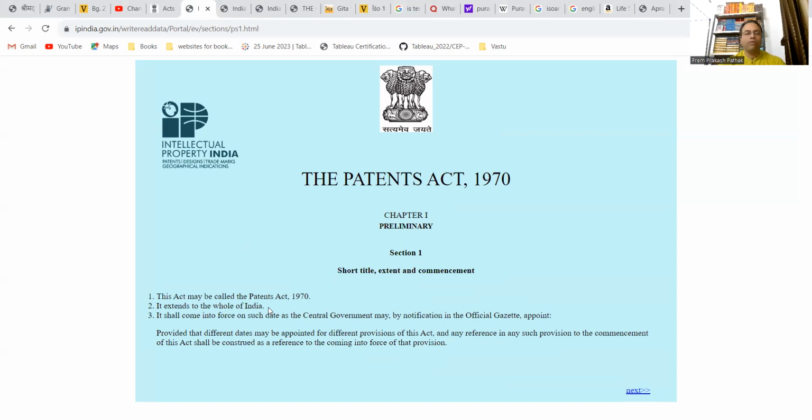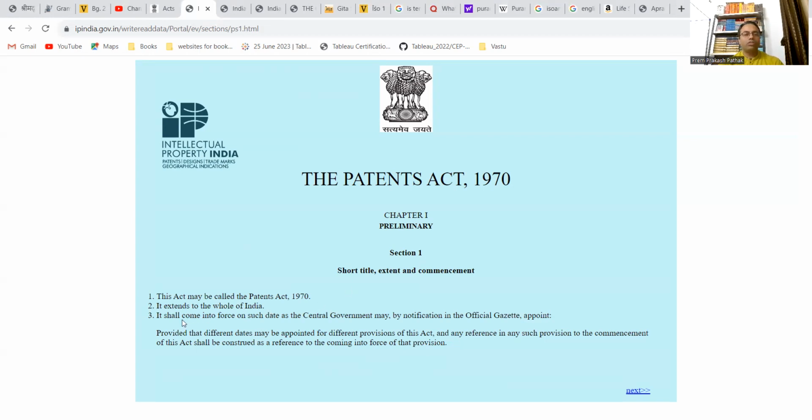Active means which are live. People are paying the annuity fees. They are not abandoned, so they are legally active, and one can enforce those patents in all locations in India, in all the states of India equally.